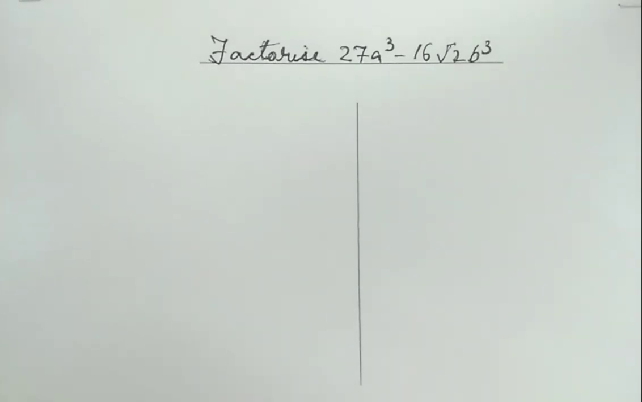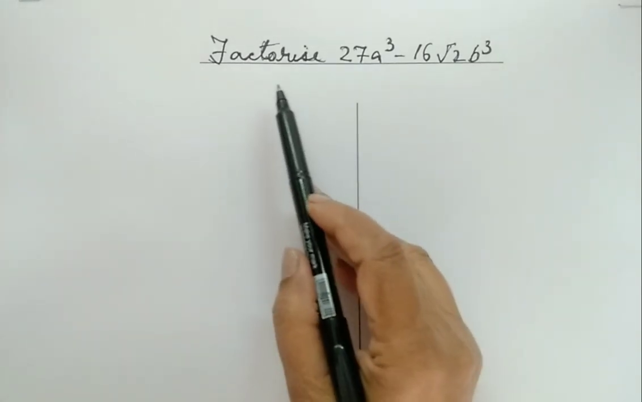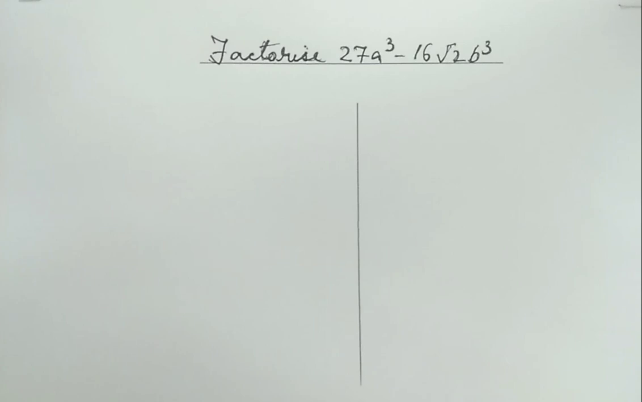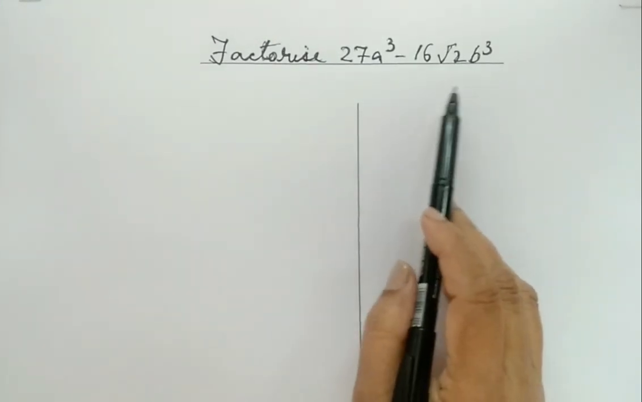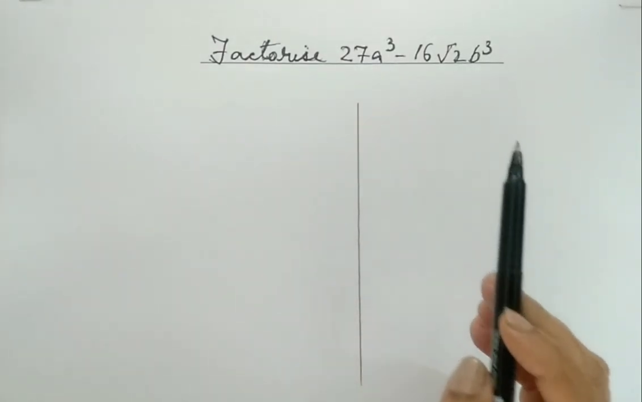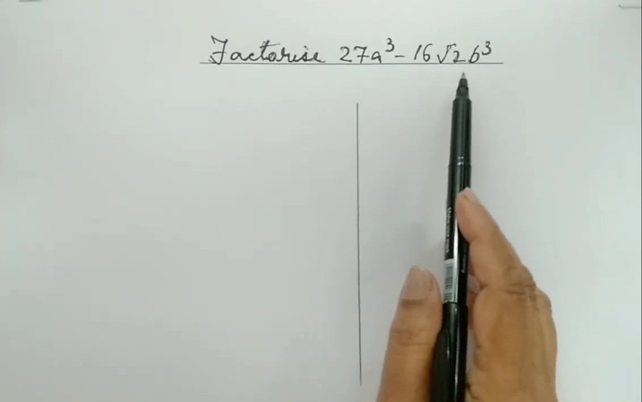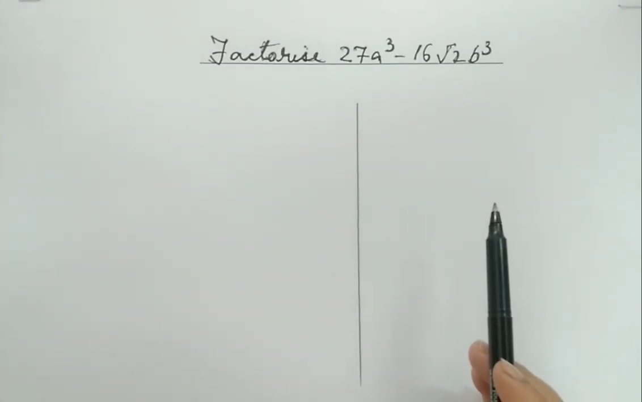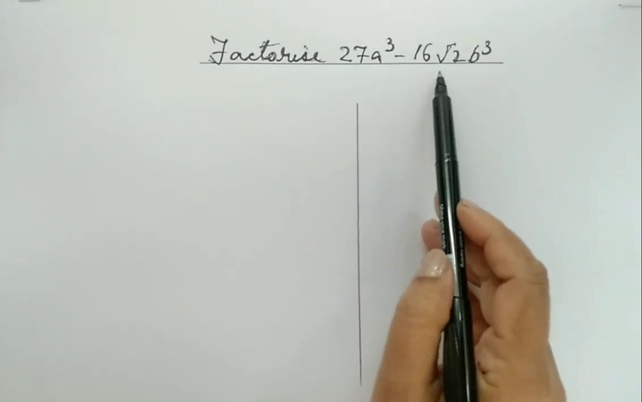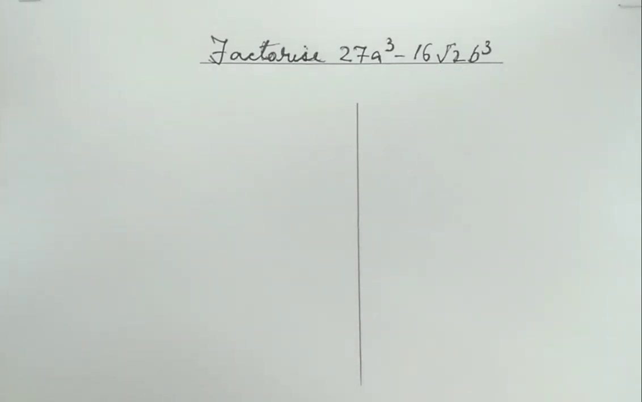So today I have a very interesting question. This is on factorization, and this is based on exponential factorization. It also has a certain element of surd too, as you can see, root 2. So now how are we going to crack this? It will be very interesting to note.